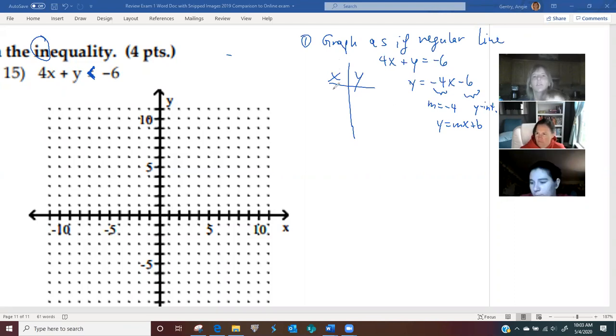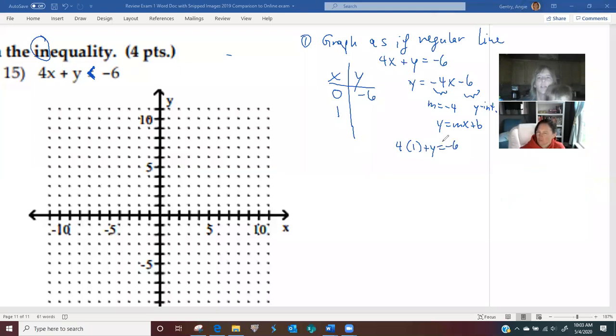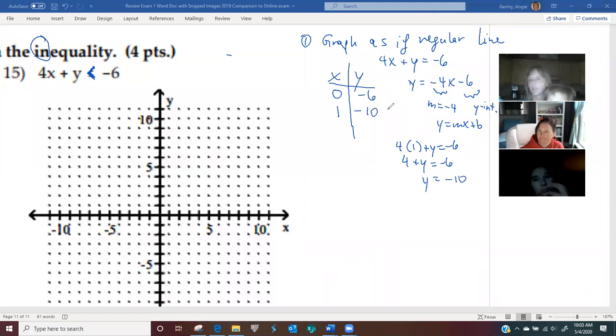So when x is 0, 4 times 0 is 0, y is -6. When x is 1, then 4 times 1 plus y is -6. 4 plus y is negative 6, and y is, subtract 4, negative 10. So this is me doing plotting points. Is that okay for you, Amber? Yeah, that's how I did it.